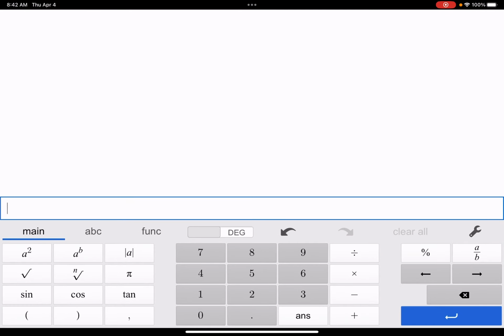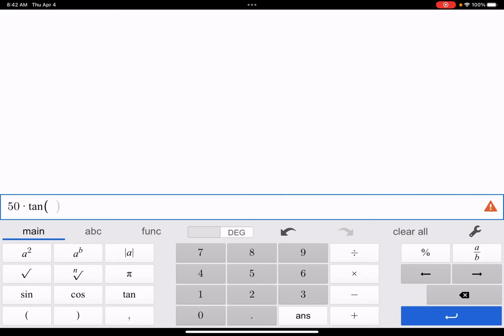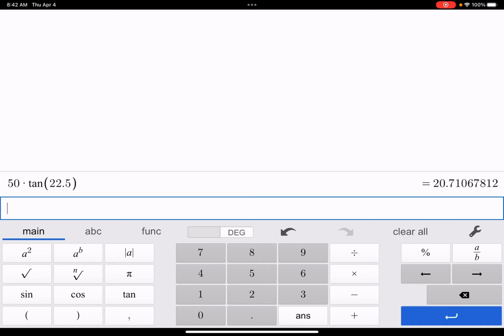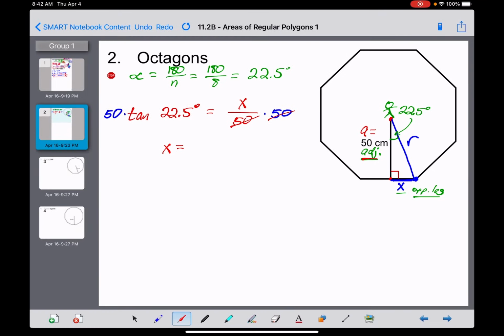When you're starting a new problem, that seems like a great time to hit clear. So 50 times tangent of 22.5. And that's going to get us our side length right there, excuse me, x, half a side length of 20.71. So I'm going to write that down, 20.71, but we are not done yet, guys.